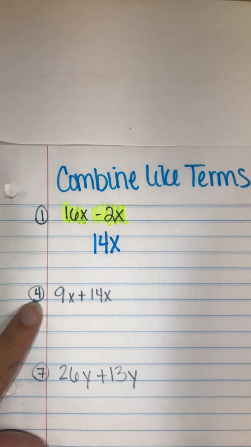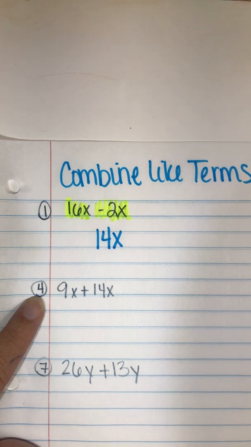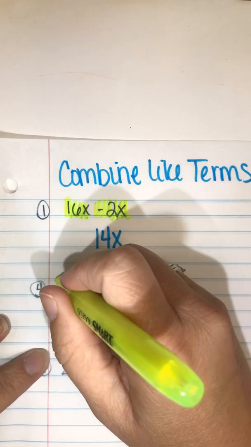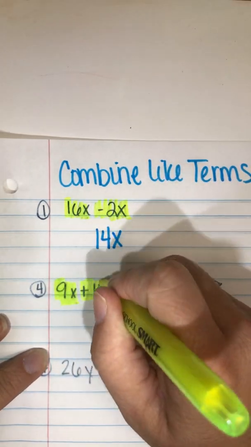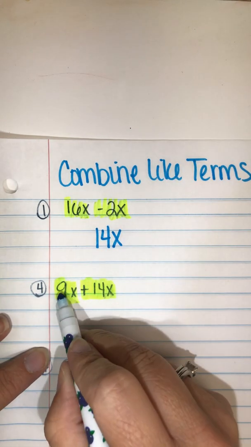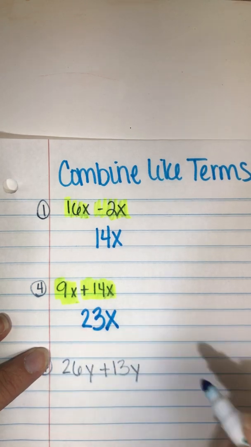On this example, it's question number 4. And it says 9x plus 14x. Again, you need to identify your like terms. And in this case, my like terms are 9x and positive 14x. When I put those together, that gives me 9 plus 14 is 23, and then I cannot forget my x.